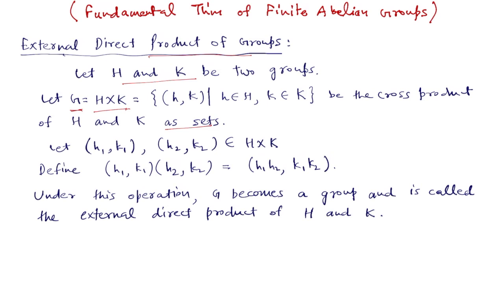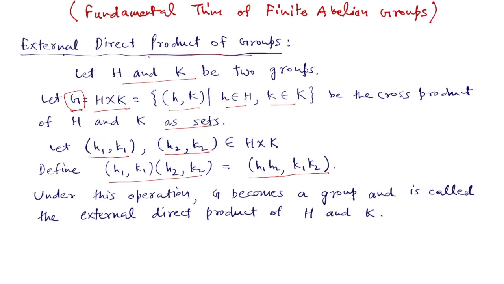So H cross K consists of these tuples (h, k), where h is coming from H and k is coming from K. Now let us make this G a group. To make it a group, we first have to define a binary operation on it. So take two elements from H cross K, one is (h1, k1) and the other one is (h2, k2). So we define their product as follows. (h1, k1) times (h2, k2) is simply equal to (h1 h2, k1 k2).